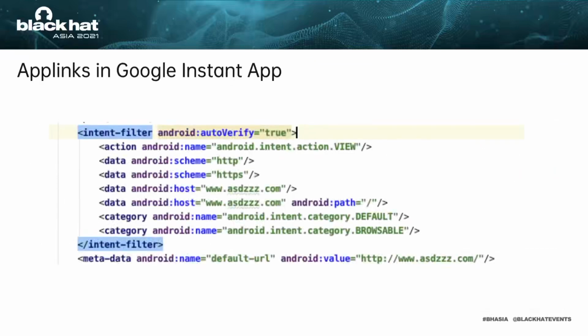And this is the configuration example of app link defined in the Android Manifest. You need to define an Android scheme of HTTP or HTTPS and configure the category as browsable.